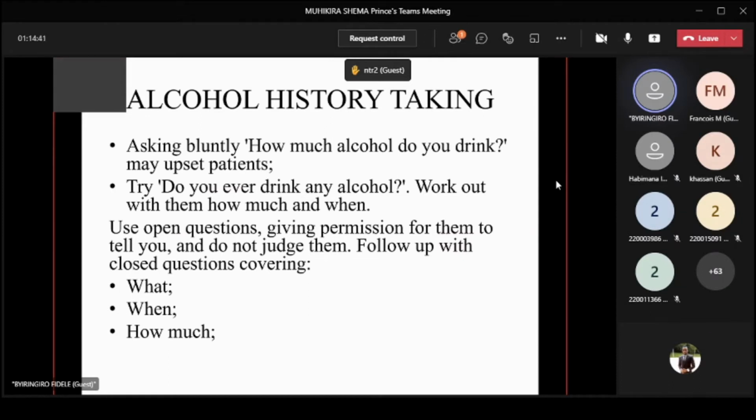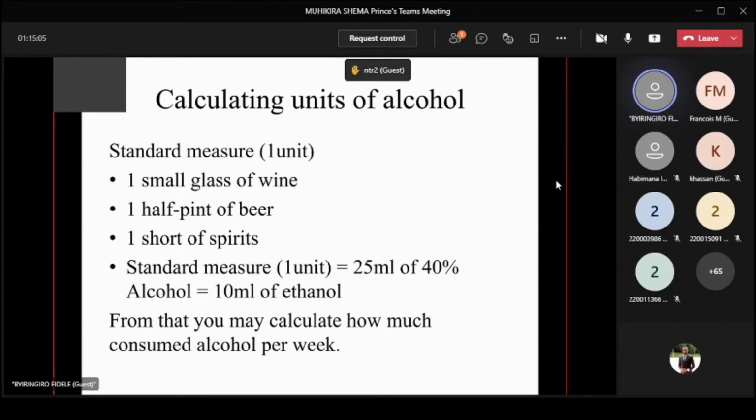Asking abruptly how much alcohol you drink may upset patients, so always try to be soft. Do you ever drink any alcohol? Use open questions, giving permission for them to tell you, and do not judge the patients. Follow up with closed questions covering what, when, and how much.